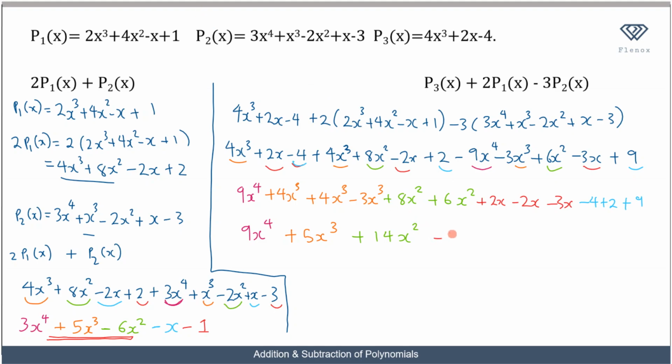Minus 3. So I have minus 3x because this will cancel this, and I'm left with minus 4 plus 2 plus 9. So that will be 9 plus 2 is 11, and 11 minus 4 is 7. So I have plus 7. So when I simplify this, what is my final answer? This is the same thing as having 9x to the power of 4 plus 5x cubed plus 14x squared, then minus 3x plus 7. So this explains how to go about addition and subtraction of polynomials.